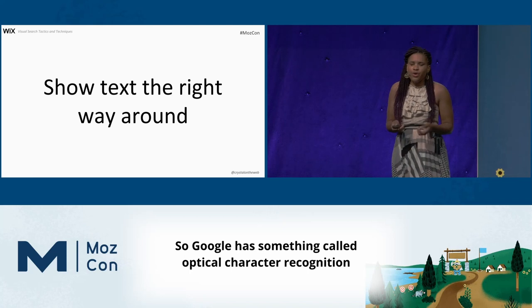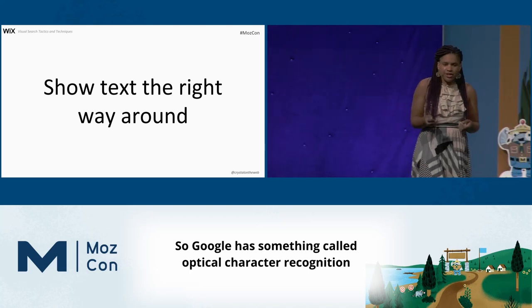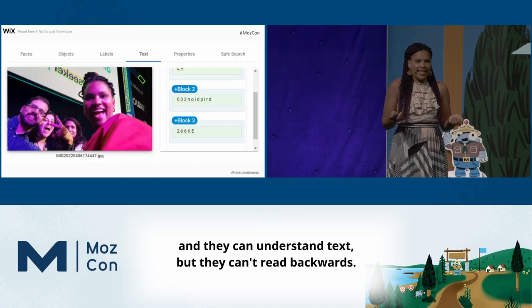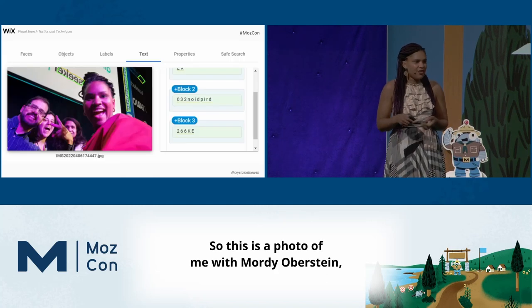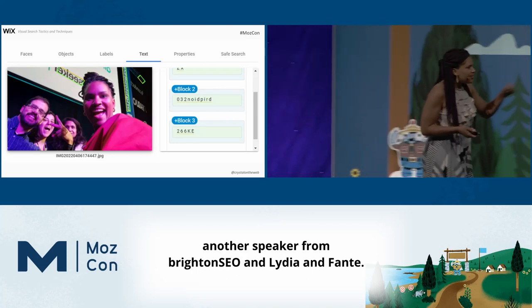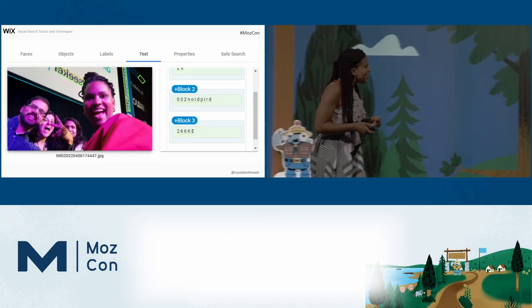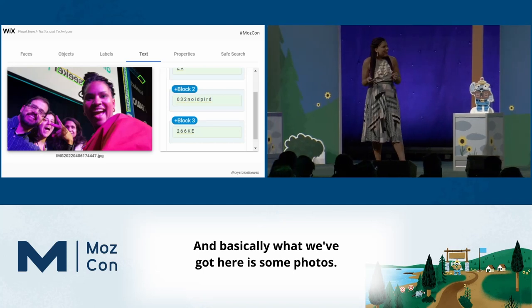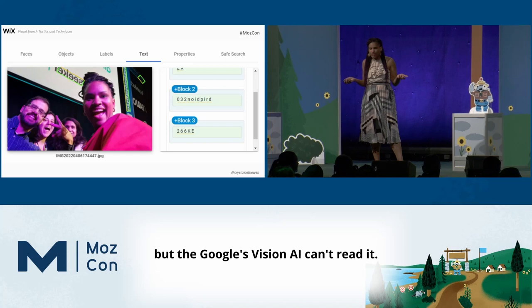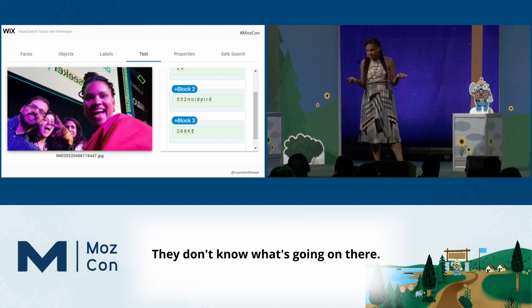So Google has something called optical character recognition, and they can understand text, but they can't read backwards. So this is a photo of me with Morty Overstein, another speaker from Brighton SEO, and Lydia Infante. Hi, Lydia. And basically what we've got here is some photos, and you can see there's some text behind us, but Google's Vision AI can't read it. They don't know what's going on there.